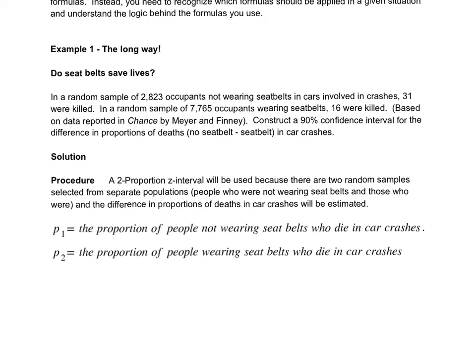So we're estimating the truth. If it's no seatbelt minus seatbelt, and we're talking deaths, then hopefully we're going to get a positive difference here, right? Because the number of deaths for no seatbelt, we would think that proportion would be higher than those who were wearing a seatbelt, and I think we can see from those numbers already that that's going to be the case.